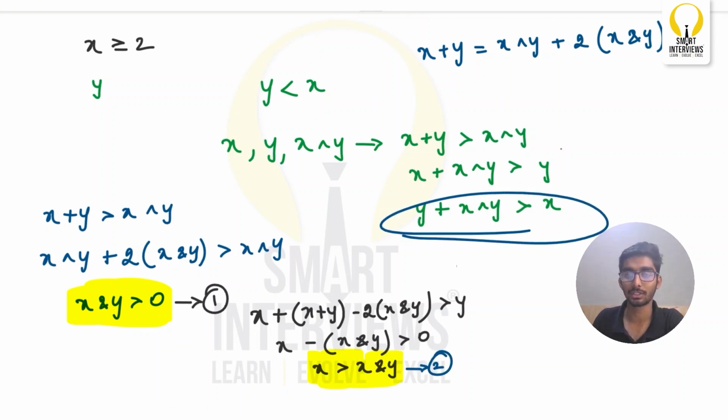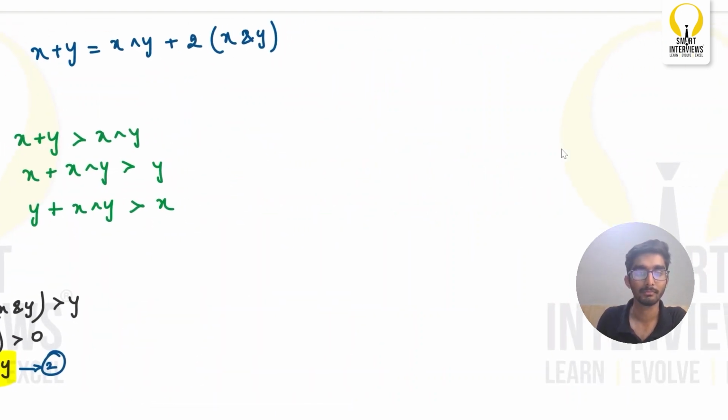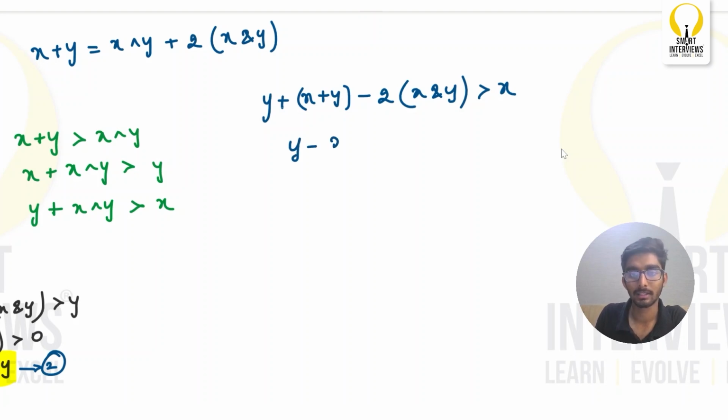Let's try to substitute in the third and get relation 3. x XOR y is x plus y minus 2 times x AND y, which has to be greater than x. So y minus x AND y has to be greater than 0. y has to be greater than x AND y. That's the third.